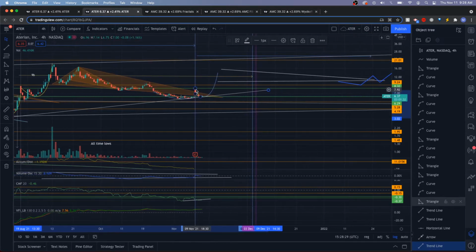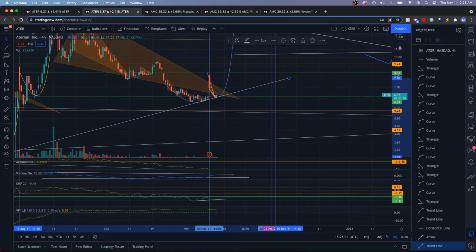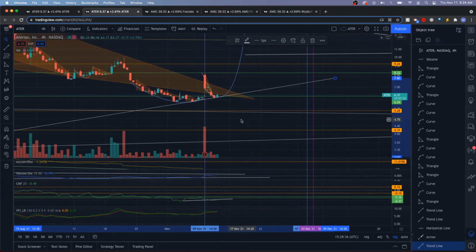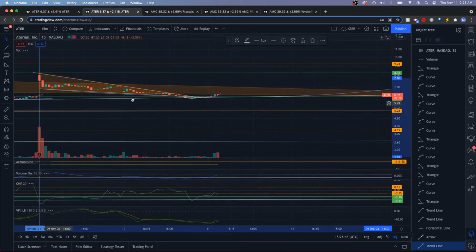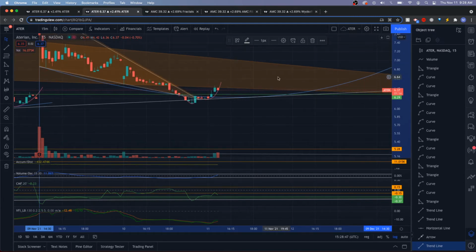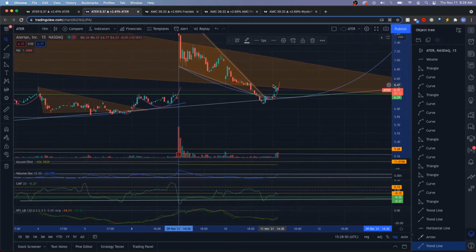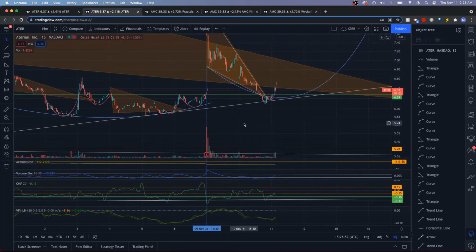My point is that you're looking at TA as a way of anticipating possible moves. It doesn't always have to happen, right? But it could happen, and it's a good way to consider trading. If I were swing trading, I'm not swing trading Ater, I'm just holding it, but if I were, I would look at TA as possible entry and exit points for making swings.